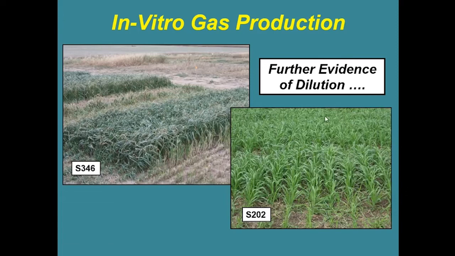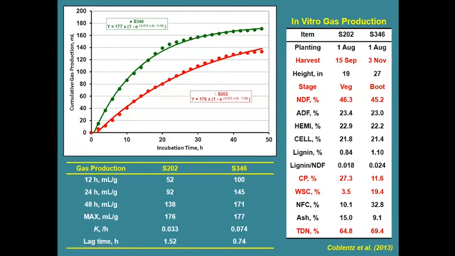The one on the left is elongated. It's been damaged by frost a number of times. It's discolored and so forth. Now, we did some gas production work with this, which I'm not really going to dwell on, but what I really want you to take a look at is this comparison of different nutritive indices for these two forages. They both were planted on the same date, August the 1st. The green one was harvested on the 15th of September.